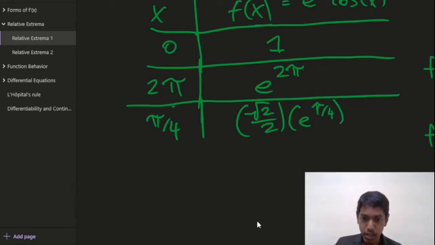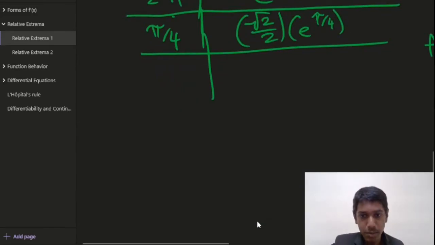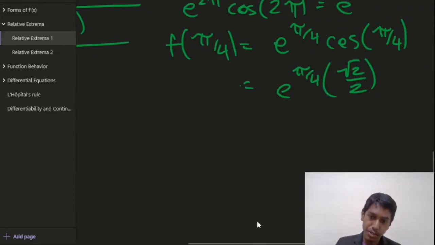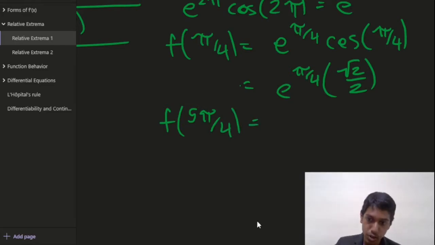Okay, and now our final candidate here that we're testing is going to be 5 pi over 4. So let's test that. And intuitively, that's going to be a little bit promising because I know that the cosine value will be negative here. So hopefully we'll get a negative value. So we had e to the 5 pi over 4, and then we've got a cosine 5 pi over 4.